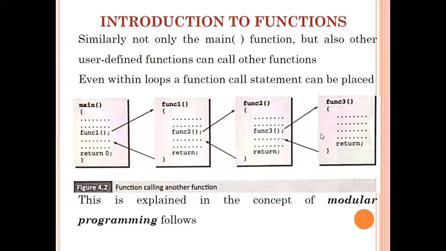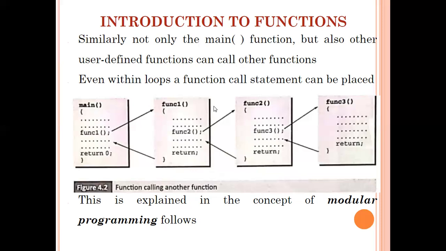In such a case, first the program control, that is the C compiler, completes the execution of function 3. Only after completing the execution of function 3, it returns back to the execution of function 2, and only after completing the execution of function 2, it returns back to function 1, and after executing this portion, it returns back to the main function. So only in the final stage, it completes the execution of the main function.